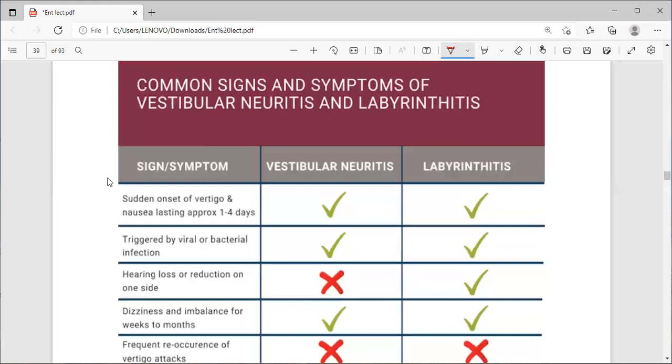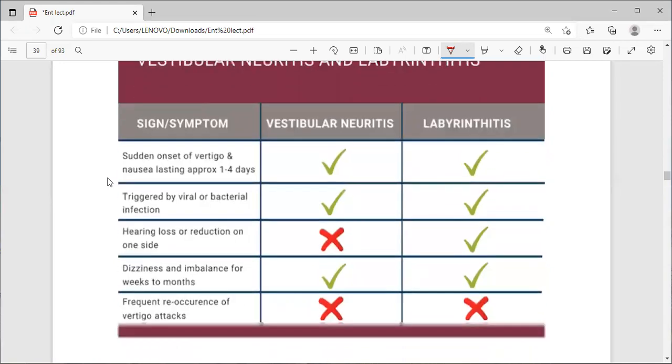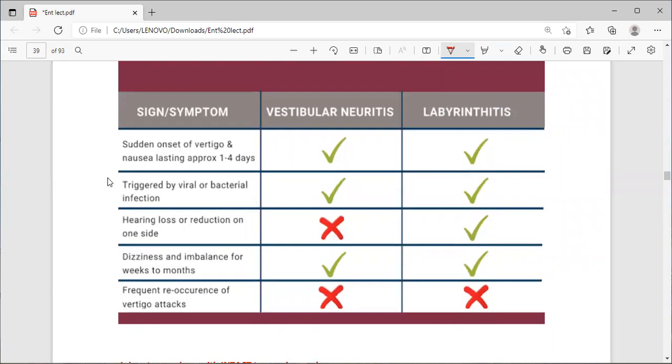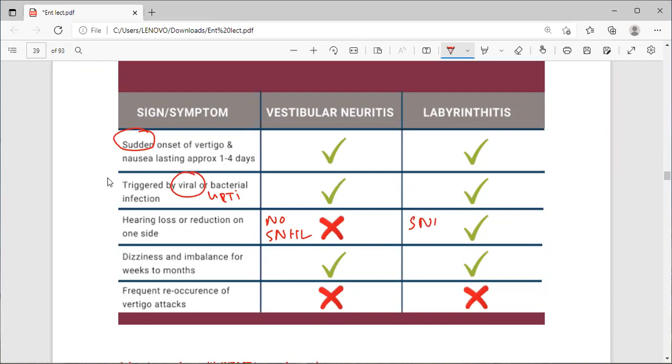Now, common signs and symptoms of vestibular neuritis and labyrinthitis. What happens is sudden onset of vertigo, and this is sudden, with nausea, approximately 1 to 4 days in both. Triggered by viral or bacterial infection. I told you, upper respiratory tract infection is present in both. Hearing loss or reduction on one side, okay, this is vestibular neuritis. And in labyrinthitis, there is no hearing loss in neuritis, but sensorineural hearing loss is present in labyrinthitis, okay.